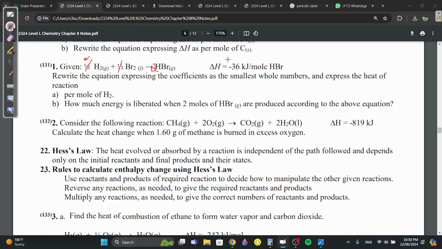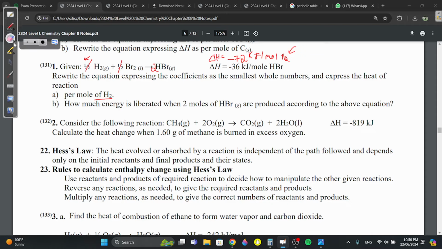Since we're multiplying everything by 2, we have to multiply the energy, so it becomes minus 72 kilojoules per mole of H2. Okay, so you can say negative 72 kilojoules per mole H2. They said per mole H2, so it's the same thing. We just write delta H equals this.